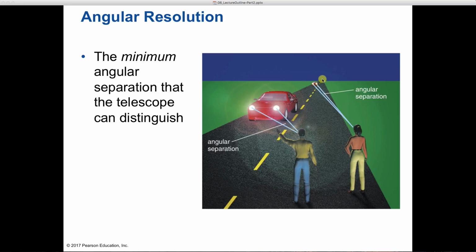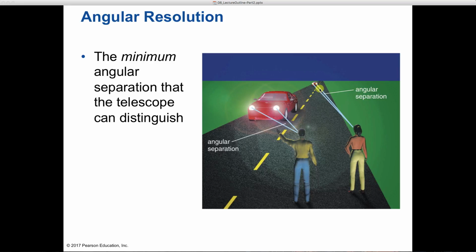And so if the car is really far away, the angle is going to be really small. And if your telescope has good angular resolution, it will be able to distinguish between those two headlights. It will be able to see them as two separate dots of light.